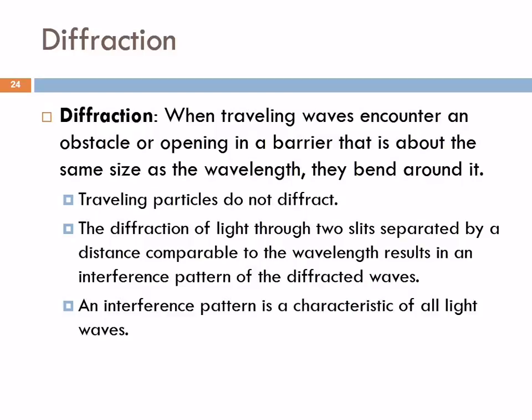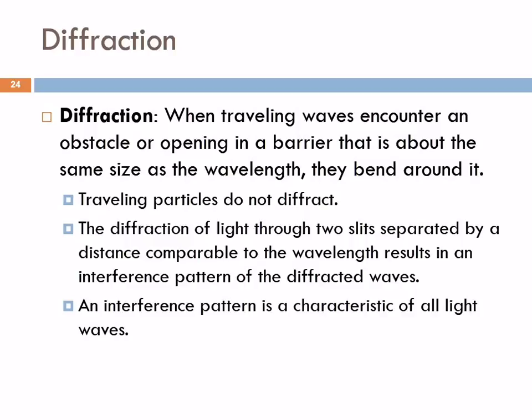Another thing that waves do is they diffract. So traveling waves, when they encounter an obstacle or an opening in a barrier, are going to bend around it. Waves do this, but traveling particles do not. Particles don't bend around obstacles. They either hit the obstacle or they go past the obstacle. It doesn't cause them to bend, but waves do.